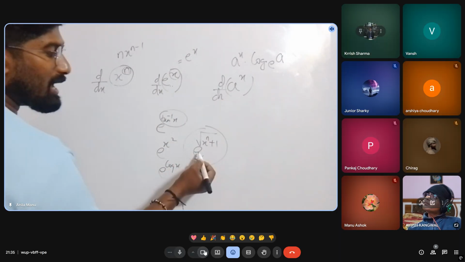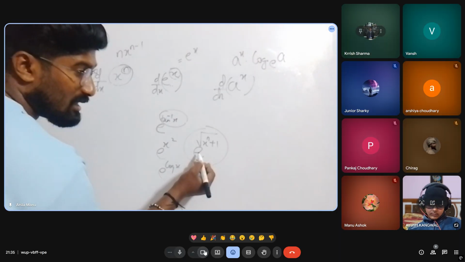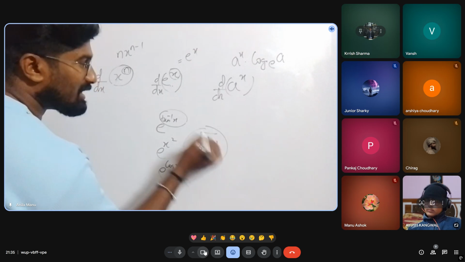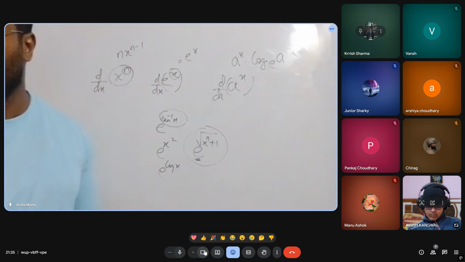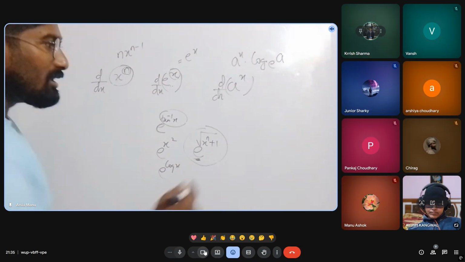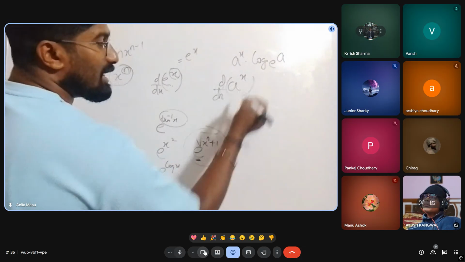Here the base should be e. Power, anything you can take. See, x is a variable, so anything you can consider. Did you get the idea? Okay, yes, sir. Go to the third case, a raised to x.